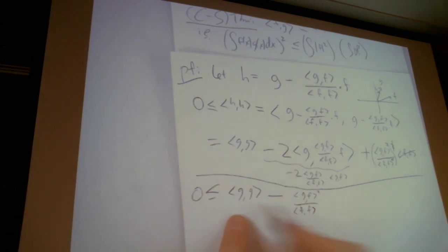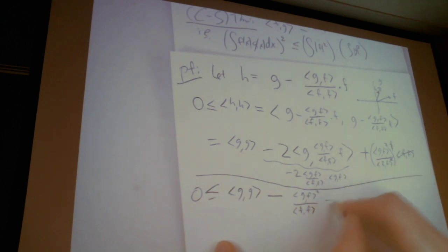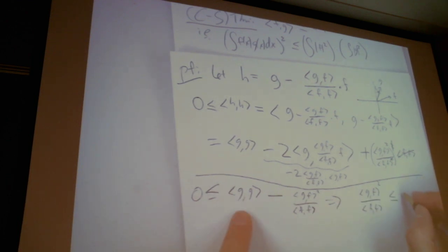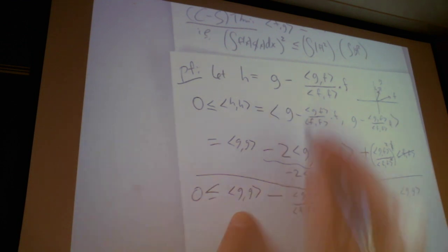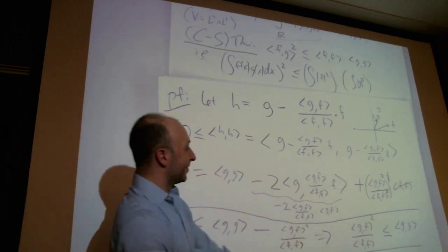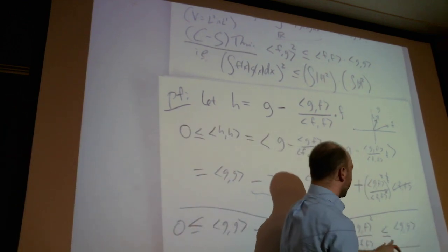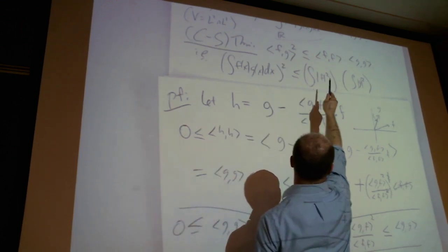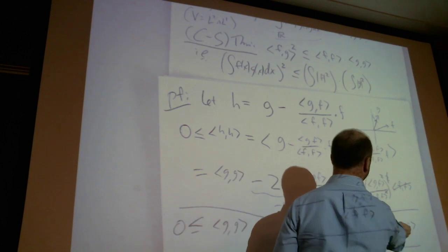And we're done. Let's move this to the other side. This implies that the inner product of g with f squared over the inner product of f with f is a lower bound for the inner product of g with itself. And that's exactly what we were trying to prove. When I move the inner product of f with itself to the other side, the inner product of g with f squared is at most the inner product of f with itself times the inner product of g with itself.